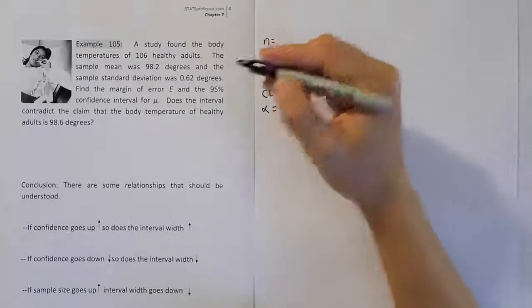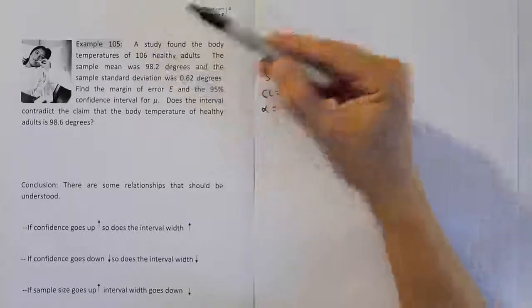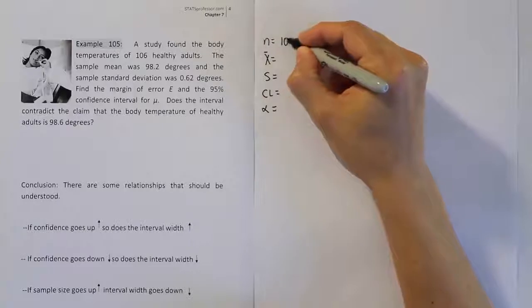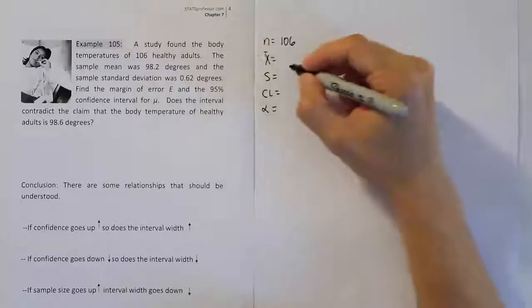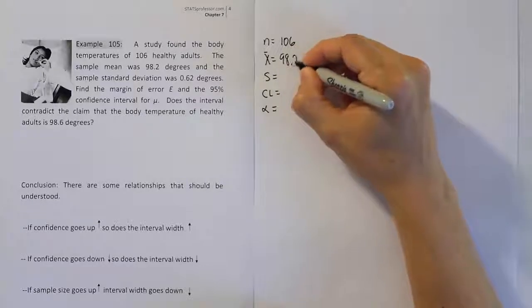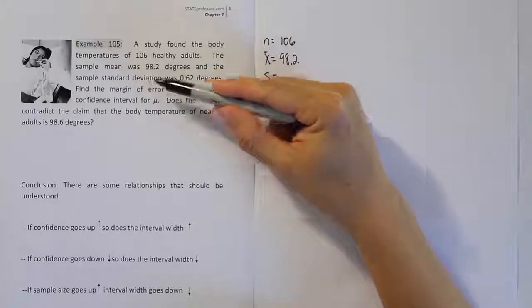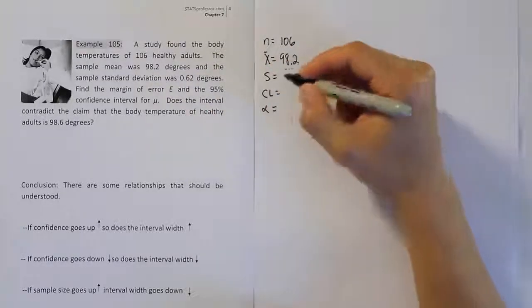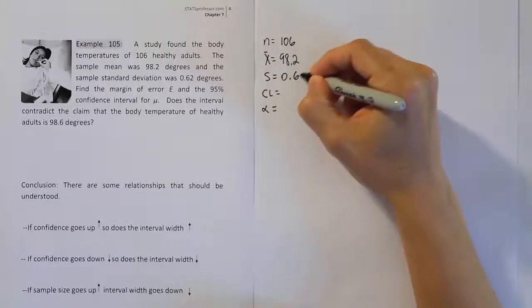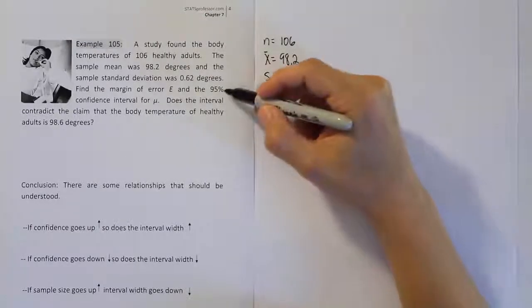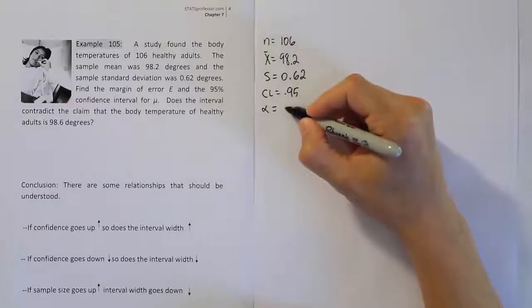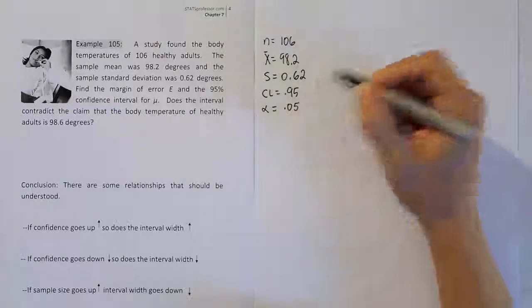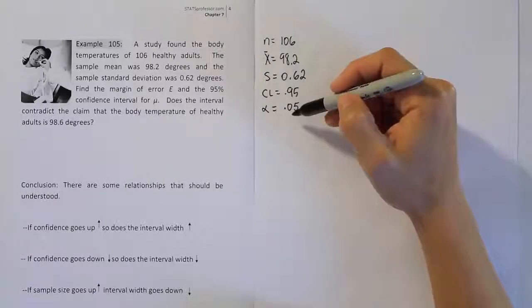All right, so the n is 106 because it says we had 106 healthy adults. The sample mean, it says the sample mean was 98.2. The standard deviation for the sample, it says, was 0.62. And the confidence level is 95%. If the confidence level is 95%, it means that alpha is 0.05. All right, so that's the data for the problem.